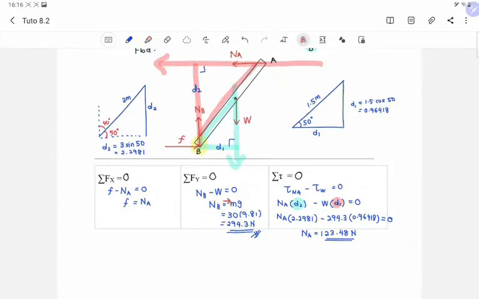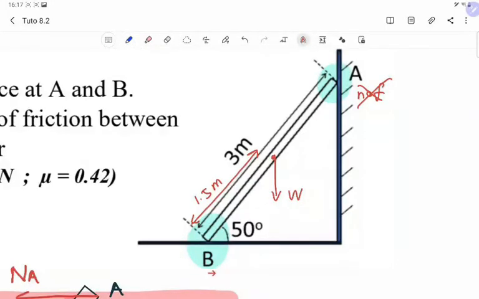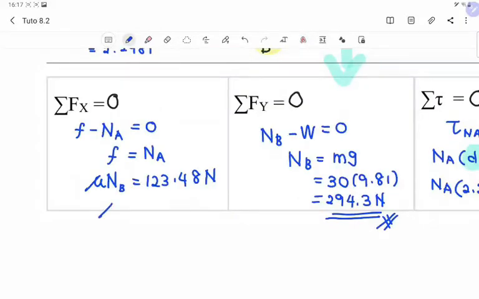Okay, so we need to find NB, dah dapat. NA, okay, kita dah dapat nilai NA. Soalan minta mu. Okay, so from there we know that friction force is equal to mu N. Okay, equals to NA, 123.48 Newton. Okay, so in the diagram, friction berlaku pada point B, therefore mu NB. Mu NB, so we can calculate mu. 123.48, this is NB. Okay, so the mu, the coefficient of friction is 0.42. And there is no unit for mu.